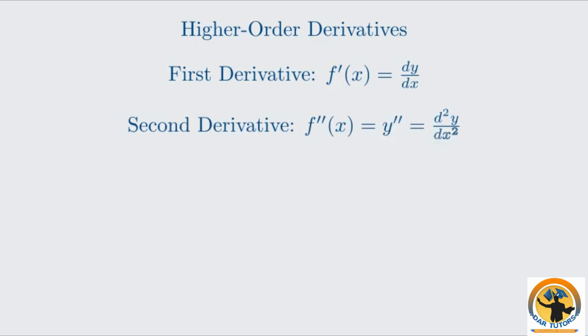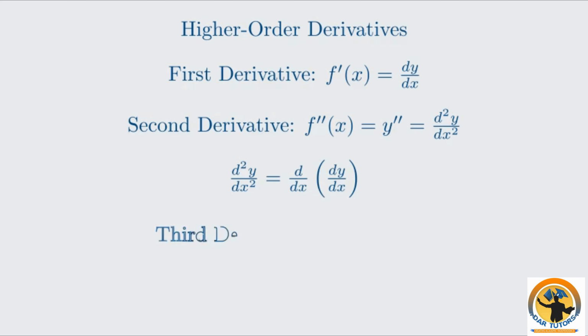We denote the second derivative as f double prime of x, y double prime, or d squared y over dx squared. The notation d squared y over dx squared can be thought of as applying the derivative operator d/dx twice to y. So d squared y over dx squared is equivalent to d/dx of dy/dx. We can continue this process to find the third derivative, the fourth derivative, and so on.